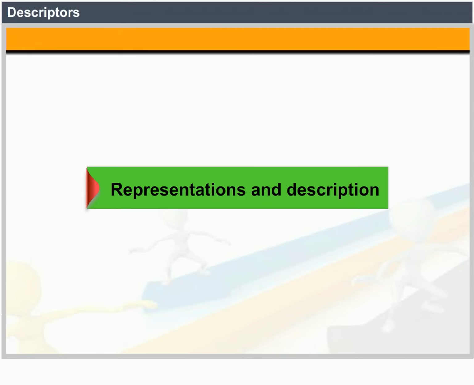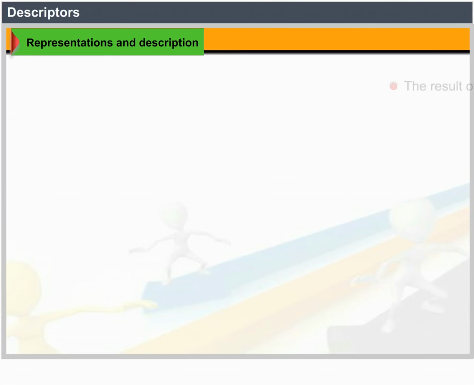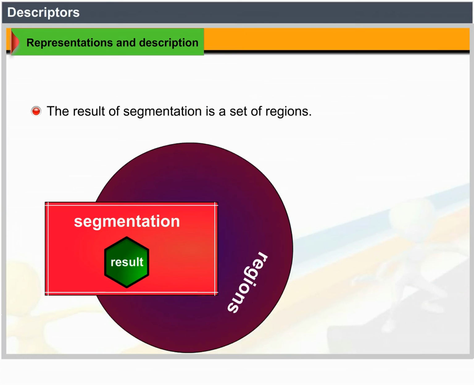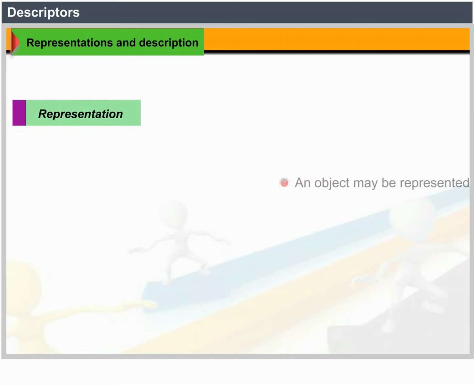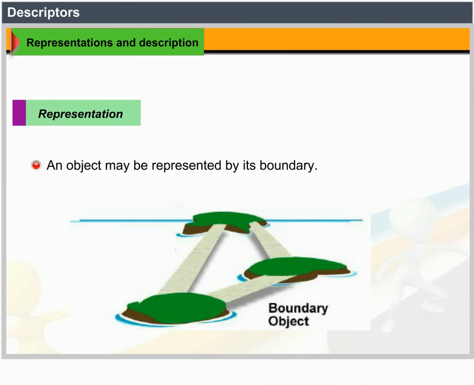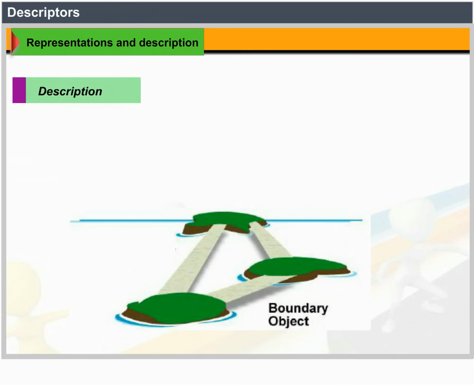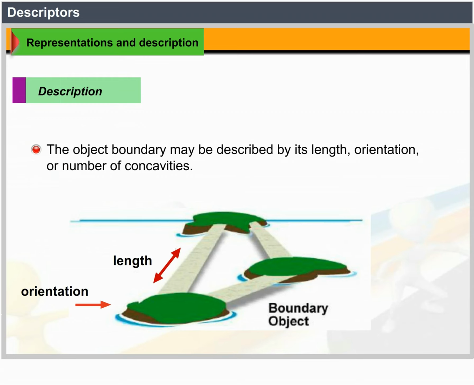Descriptors, representations and description. The result of segmentation is a set of regions. Regions have to be represented and described. Representation: an object may be represented by its boundary. Description: the object boundary may be described by its length, orientation, or number of concavities.